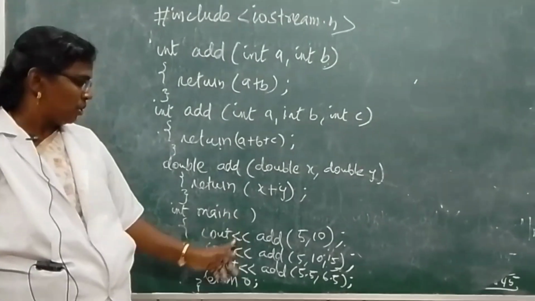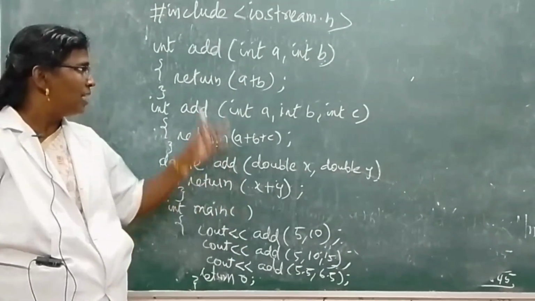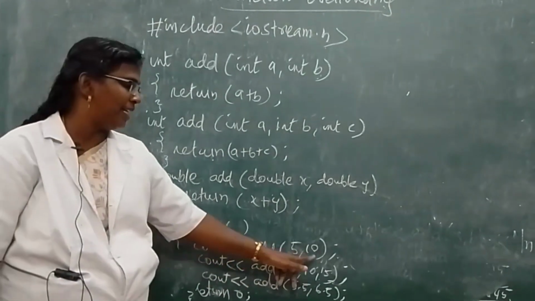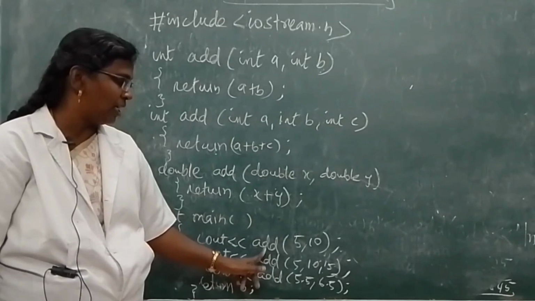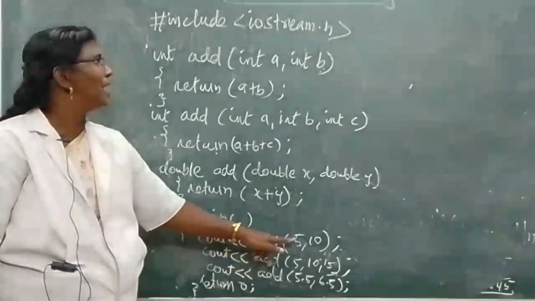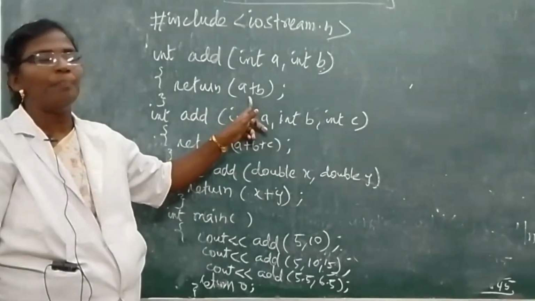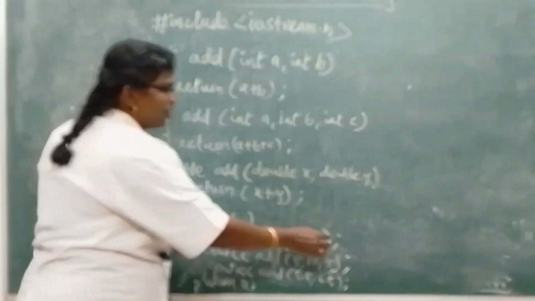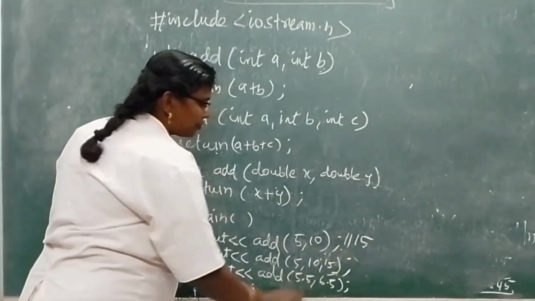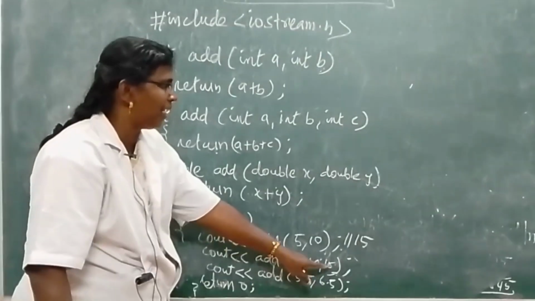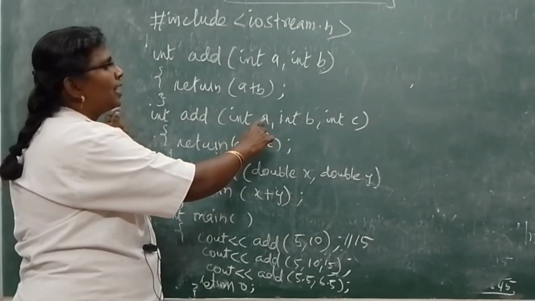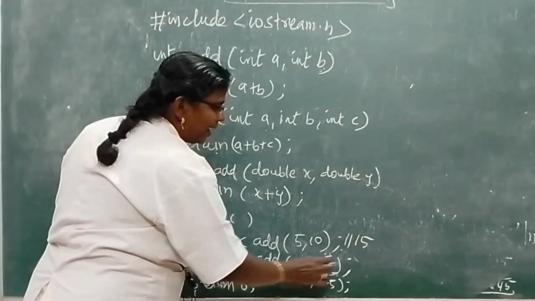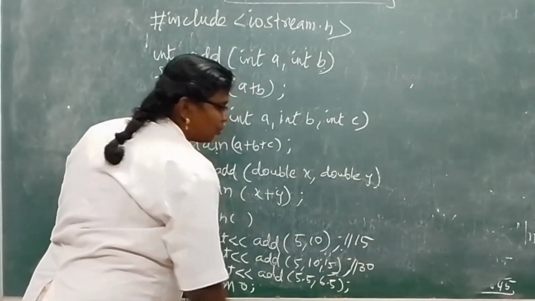So what has happened? Now we'll come to this main program. So consider this program. In this main program, add of 5, 10. So which is this function with the two arguments? It will match with this function only. So this code will be executed and will return the result as 15. And the next one is the function with 3 arguments. So which one is matching? Here this one is matching. So this will be executed. So the result will be 30. The result 30 is printed here.